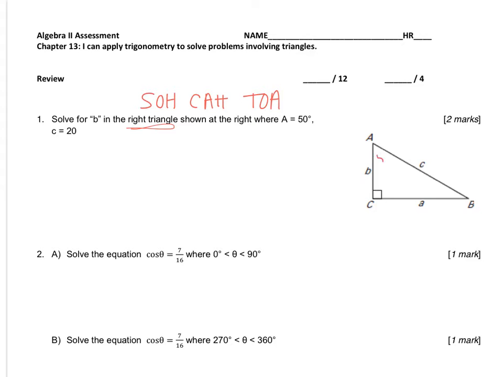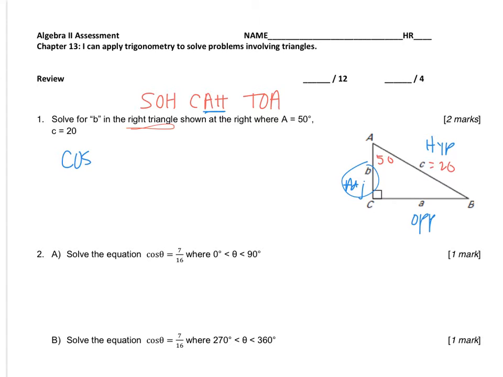So they said A is 50, C is 20, and then I'm going to label the opposite, adjacent, and hypotenuse. So C is the hypotenuse, A is the opposite, and B is the adjacent. We want B, so we want the adjacent. We know the hypotenuse, so we are looking for where we see A and H together in SOHCAHTOA. So we see the A and the H right there with the C, so we are going to use cosine.